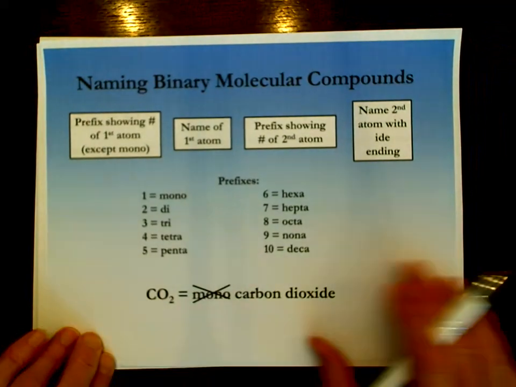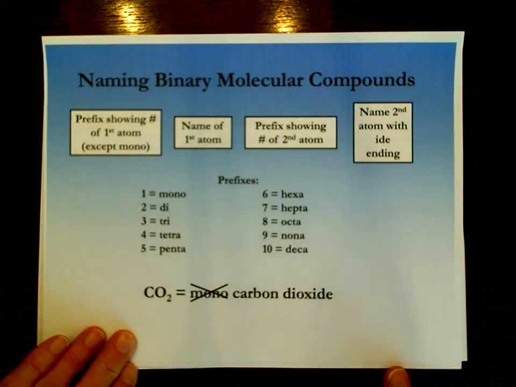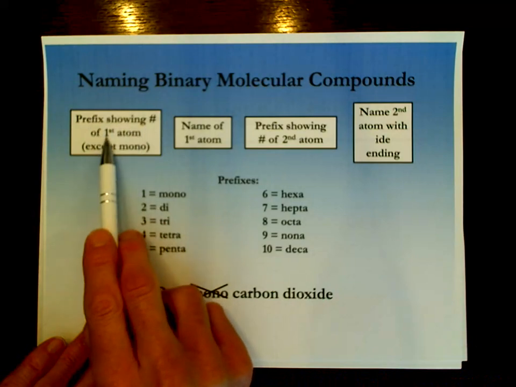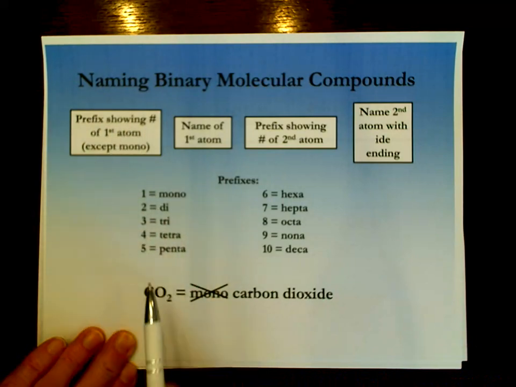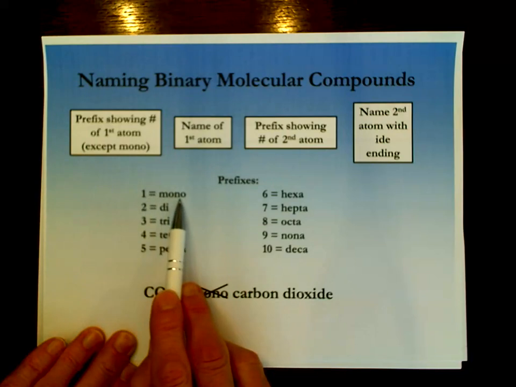And here's the way it works. It's really a lot easier, in my opinion, than naming ionic compounds or writing formulas for ionic compounds. For example, let's say we were going to name this compound here, which we all know is carbon dioxide, CO2. Let's go through the process of naming this particular binary molecular compound. What we first do is we write a prefix that shows the number of the first atom. So I look at my first atom, and I see it's carbon, and there's only one of them. And in my list, the prefix I should use is mono.